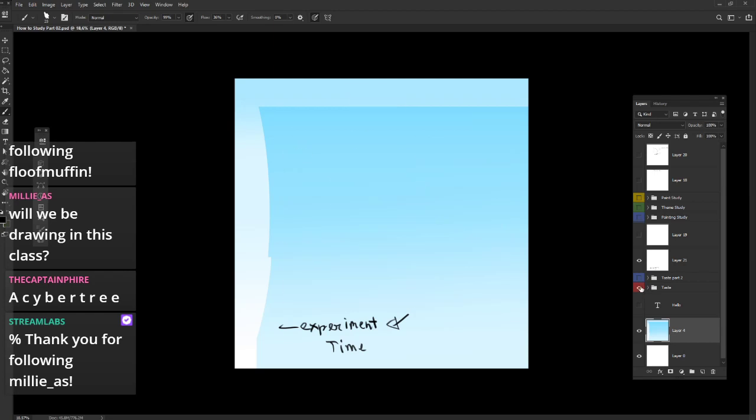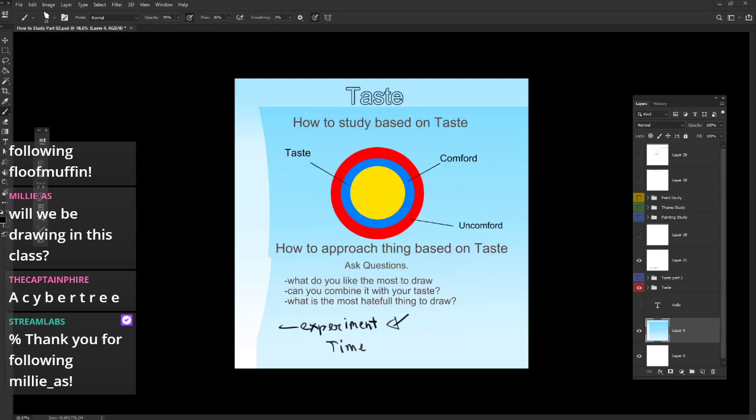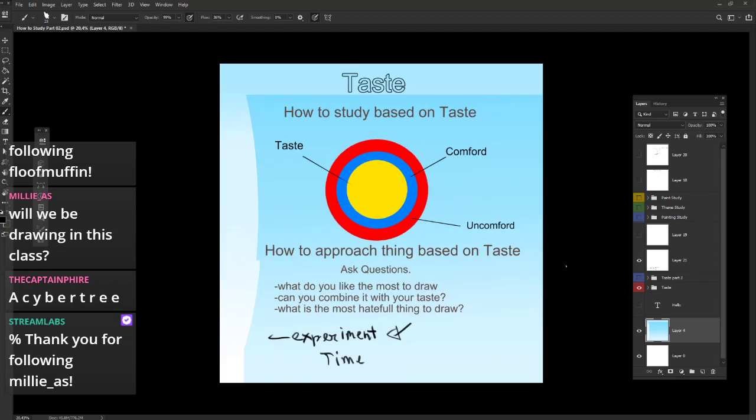Any more questions about taste or other stuff based on taste or comfort zone or uncomfort zone? Yes, we will draw in classes. We're absolutely going to draw in class. Depends what we do, actually.